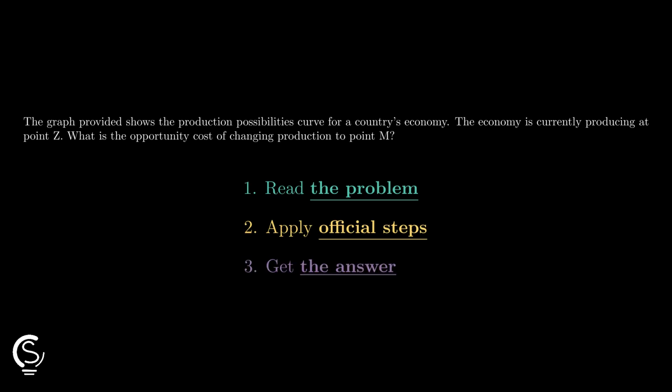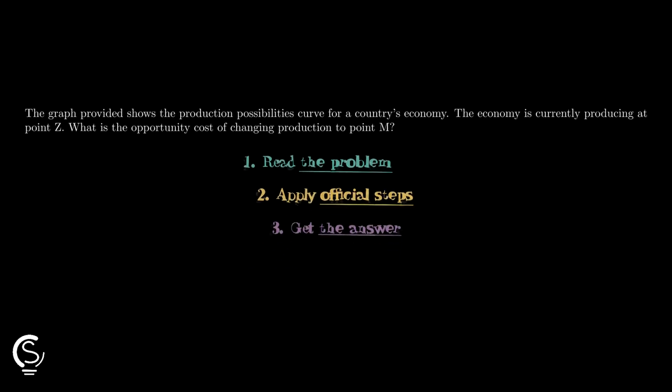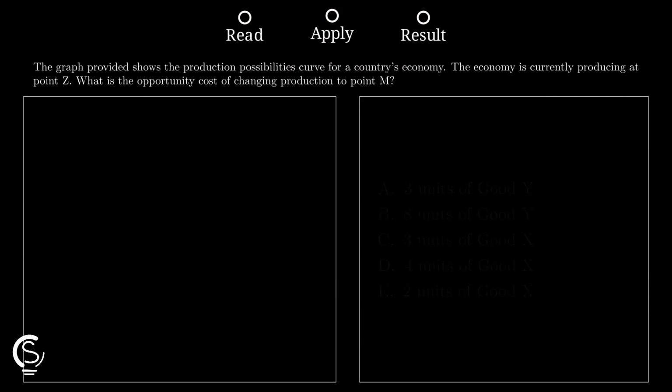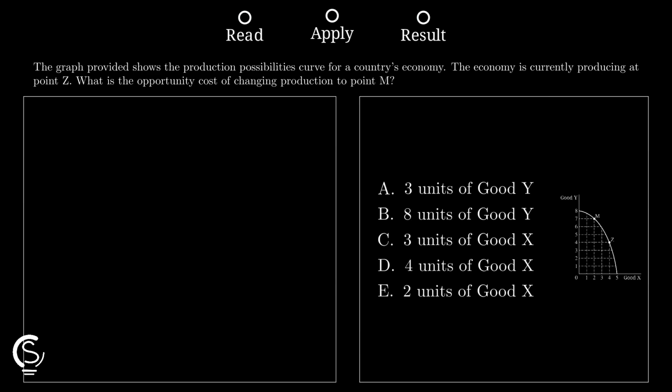Production possibilities curves show trade-offs between goods, so let's find the opportunity cost of moving from point Z to point M on this specific graph. Examine point Z on the graph. At this point, the economy produces 8 units of good Y and 0 units of good X.